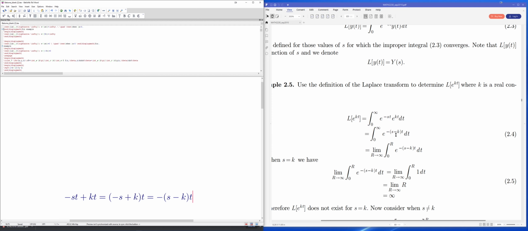After that rearrangement, I'm going to use my definition of the improper integral, which means I replace this infinity by r, and I take the limit as r goes to infinity.